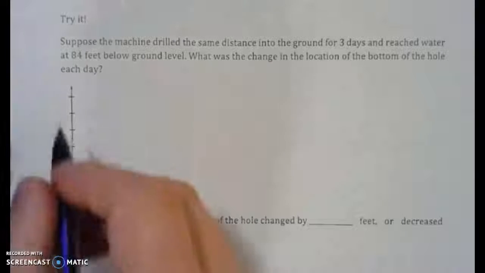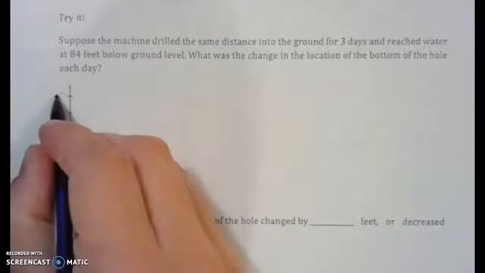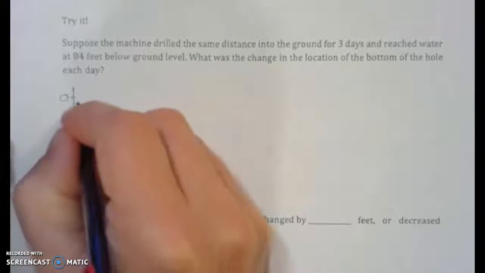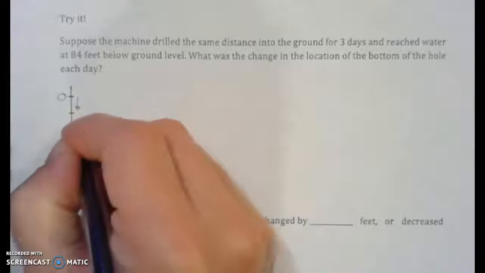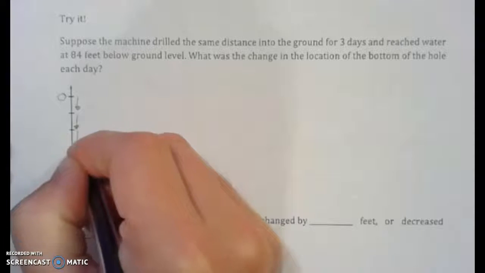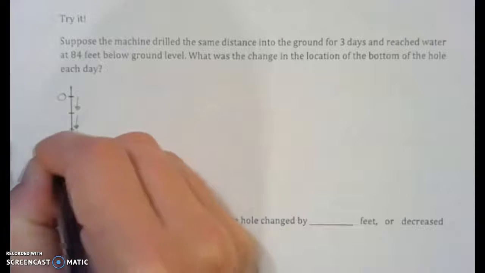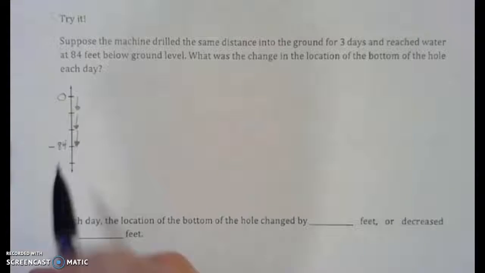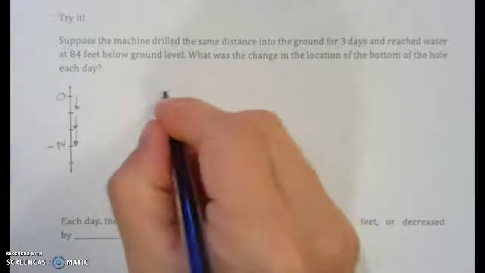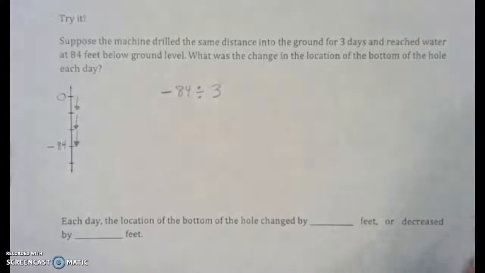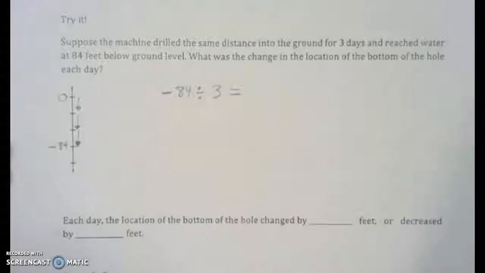Okay, so again, we're going to start here at the top, which is the ground at 0. And we're going to dig down 3 days in a row. Day 1 gets us here, day 2 gets us here, day 3 gets us here. And at the end of the 3rd day, we're 84 feet below ground level when we hit the water. Okay, so we're going to take our negative 84, and we're going to divide it by the 3 days to figure out how much the location changed each day.